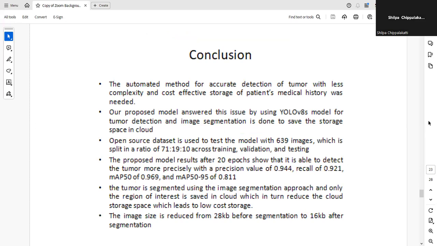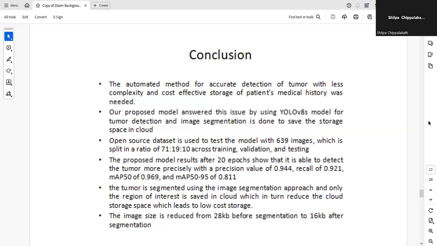Conclusion. An automated method for accurate detection of the tumor with less complexity and cost-effective storage of the patient medical history was needed. Our proposed model answered this issue by using the YOLO V8S model for tumor detection, and image segmentation is done to save the storage space in cloud. An open source dataset is used to test the model using 639 images, which is split in 71:19:10 across training, validation, and testing.